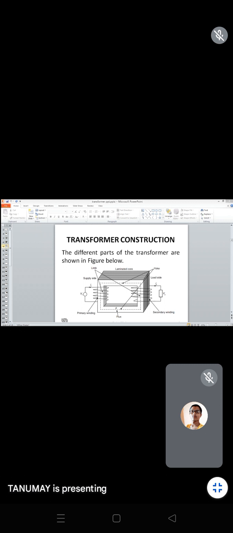So our aim is to reduce the width of that particular loop, so that the transformer hysteresis loss will decrease. That's why in the case of ferromagnetic type material, the width of that particular loop is less. That's why loss will be lesser in case of silicon steel type material.